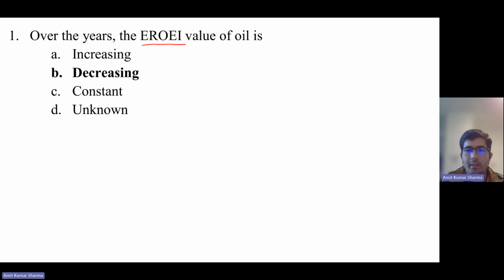So EROEI stands for energy returned on energy invested. Now maybe you can recall. Over the years, the EROEI value of oil, you have to compare what the EROEI value was initially when oil was discovered, and compare it with now. Is it increasing, decreasing, constant, or unknown?